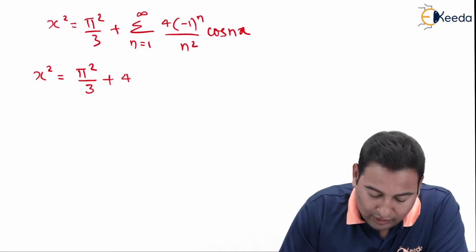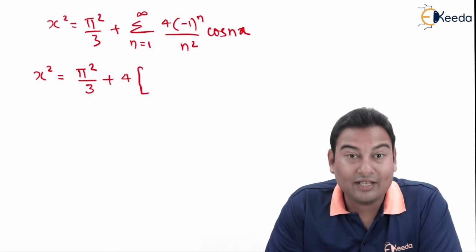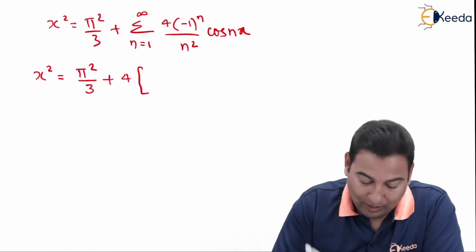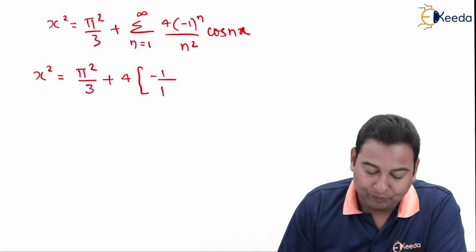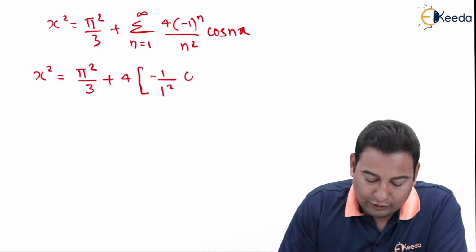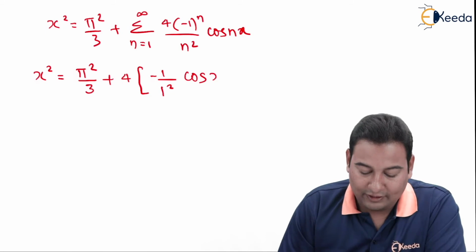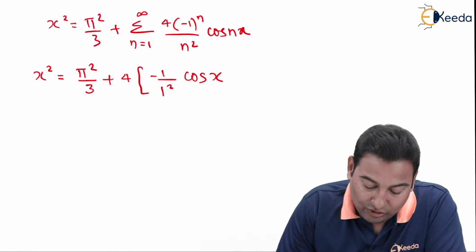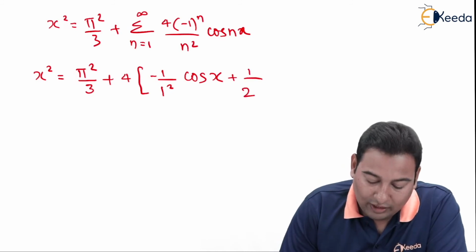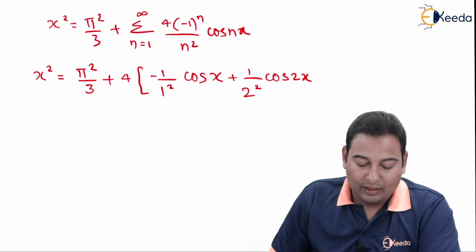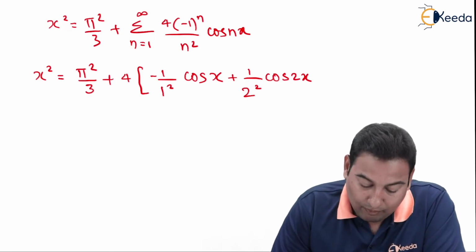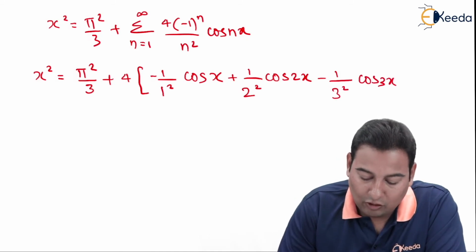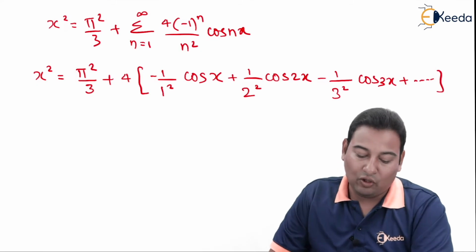4 you can take constant out. Let's substitute n is equal to 1. If we put n is equal to 1, this is minus 1 raised to n, minus 1 raised to 1 is minus 1 upon 1 square cos nx. N is 1, cos x. Let's put n is equal to 2. This is minus 1 square, which is 1 upon 2 square into cos 2x. N is equal to 3. Minus 1 cube is minus 1 upon 3 square cos 3x plus dot dot dot. This is the expression that we got.